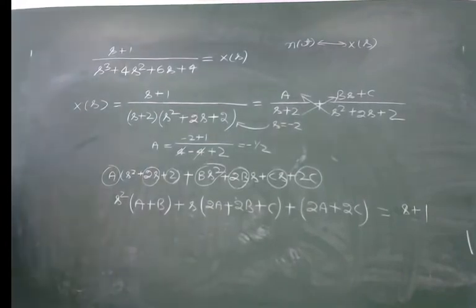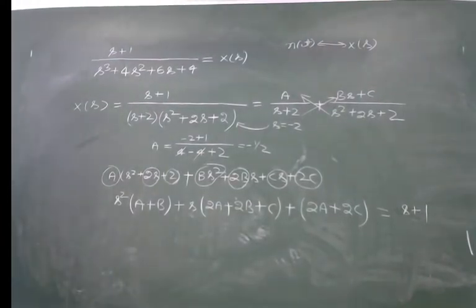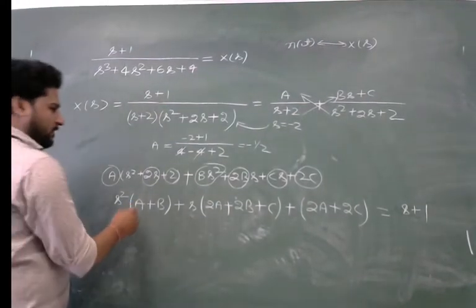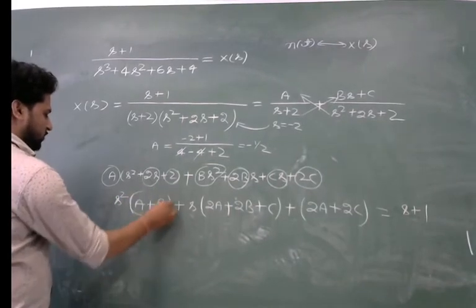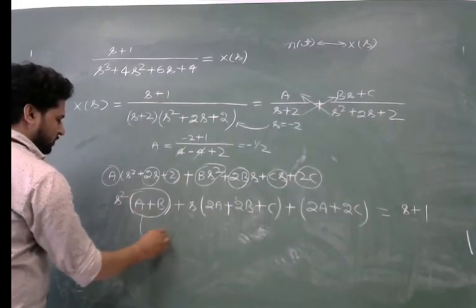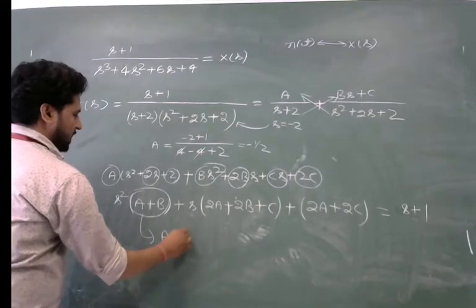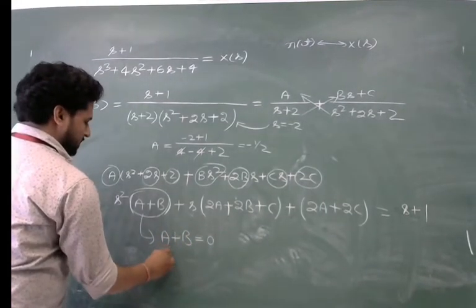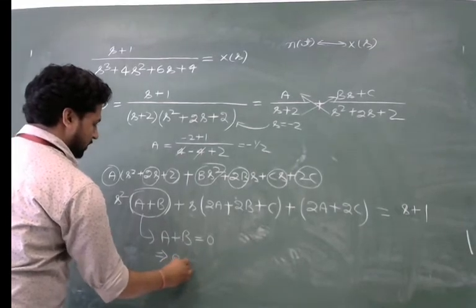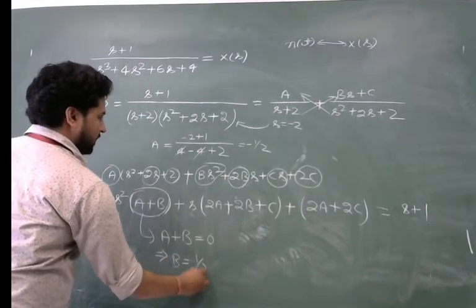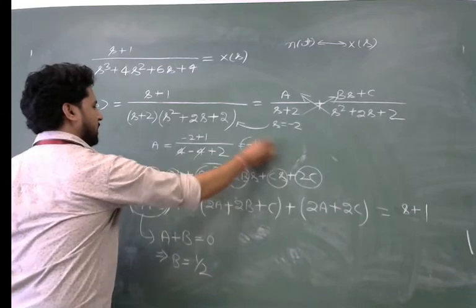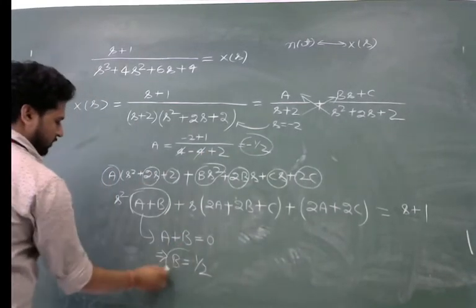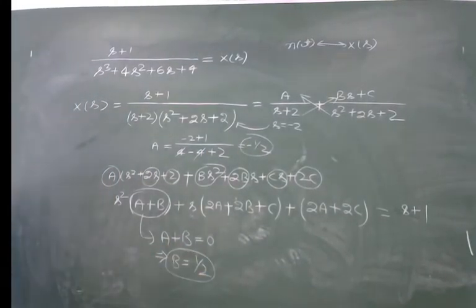So if this will be equal to s plus 1, it means that the coefficient of s square will be equal to 0. It means that a plus b will be equal to 0. It implies that b will be equal to plus 1 by 2, because a is minus 1 by 2. From here b will be equal to plus 1 by 2.